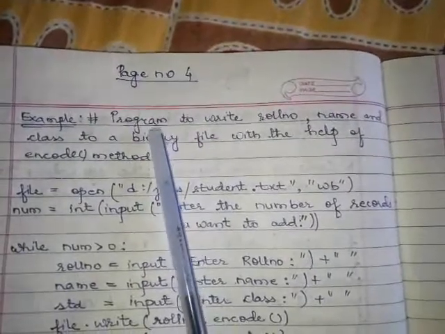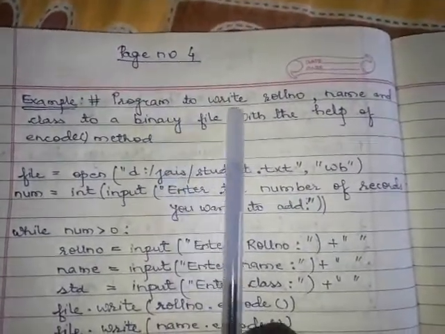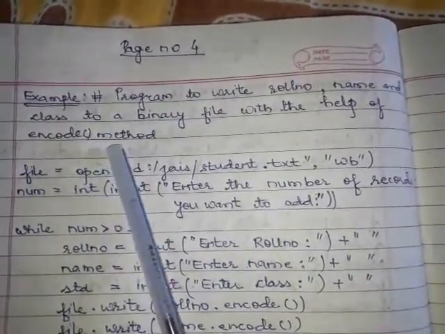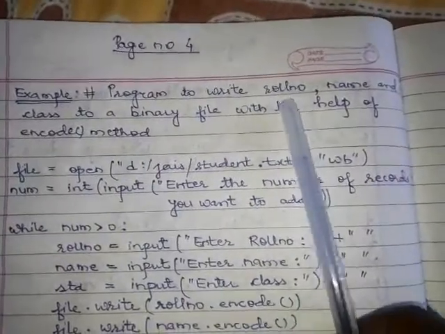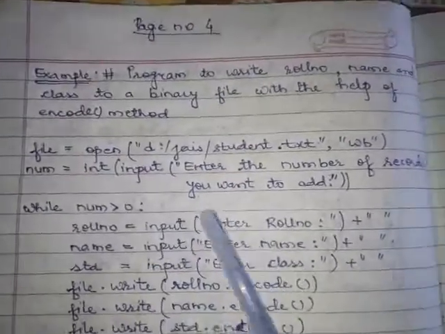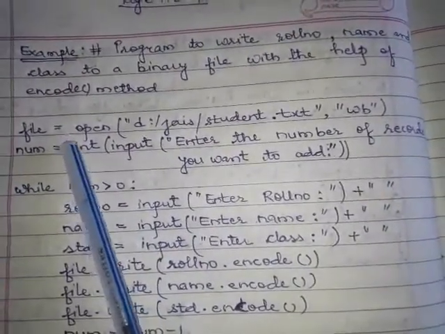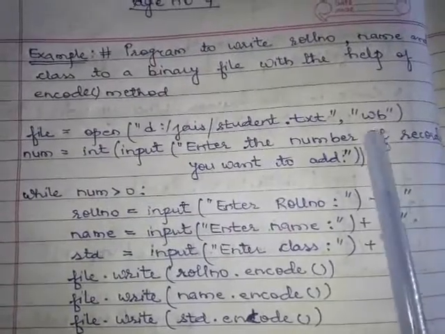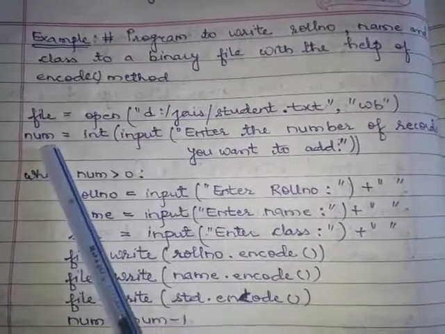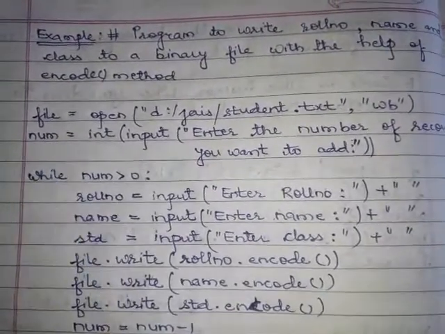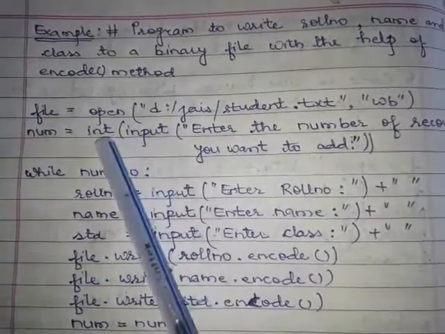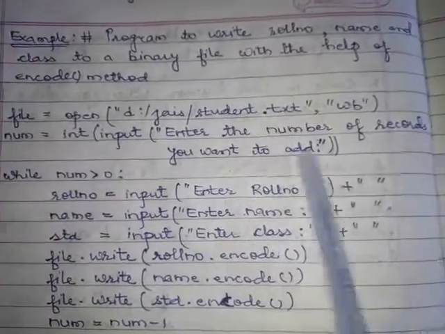Now here is a program to write roll number, name and class to a binary file with the help of the encode method. Let us see how we will do it. Open the file in the write binary mode. Then here a variable is used to hold the number of records to write to the file.